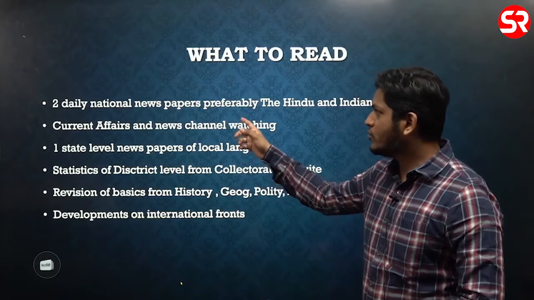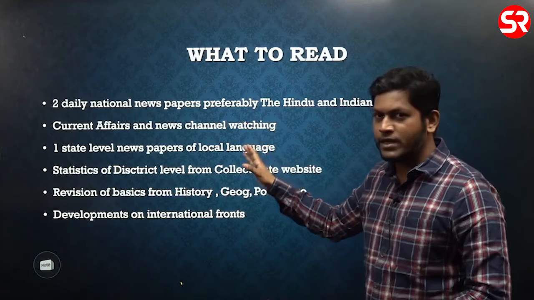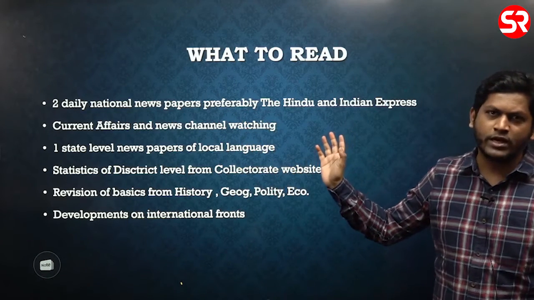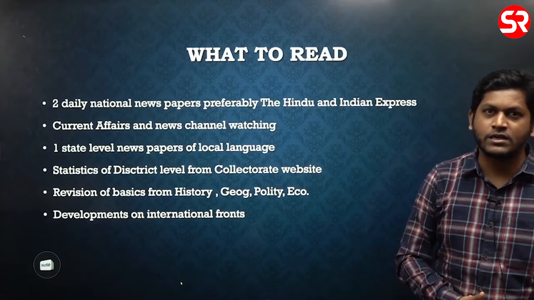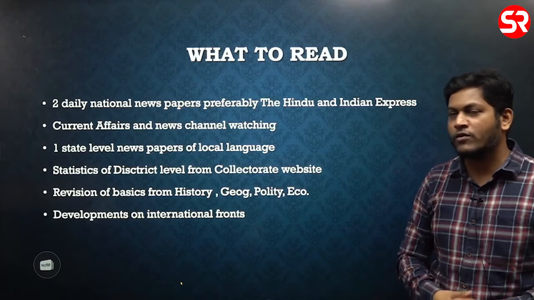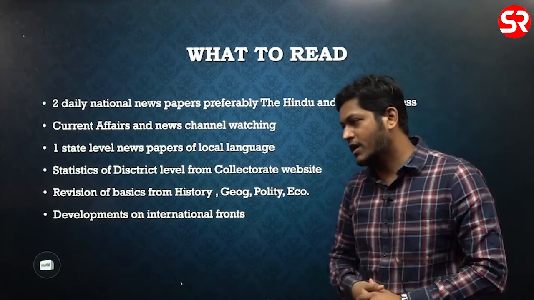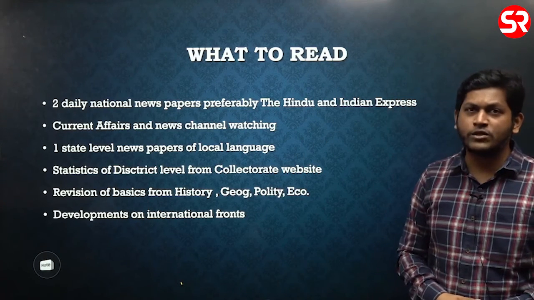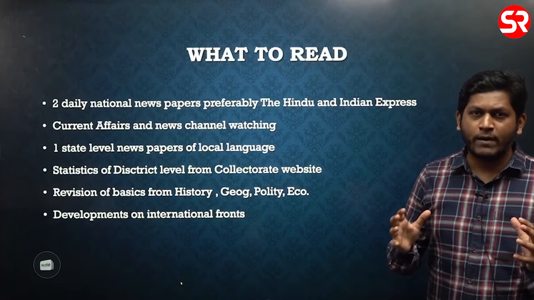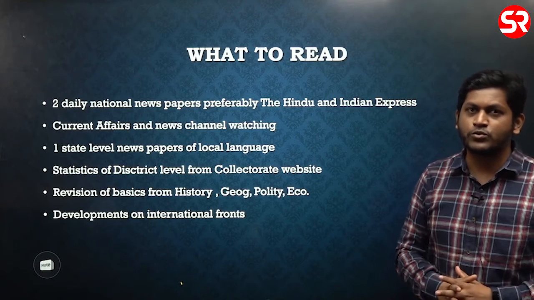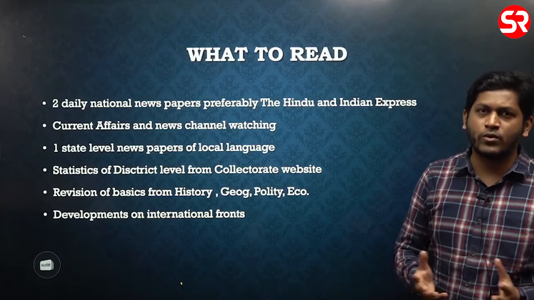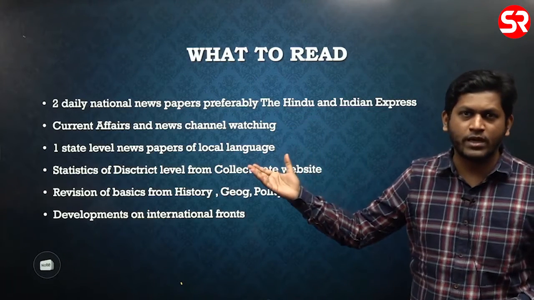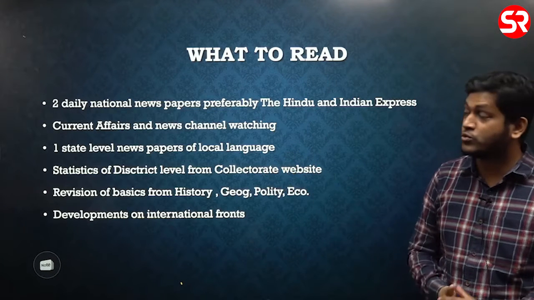So first, go for 2 daily national newspapers, preferably The Hindu and The Indian Express. Why? Because I believe they have good editorials, they have balanced editors, and they will be able to give you a lot of critical analysis in the articles. So I think the 2 daily national newspapers will keep you abreast with everything that is happening around you. So 2 hours each, maybe 4 hours a day you can go, or 1 paper in the morning and 1 in the evening, whatever your schedule suits you.